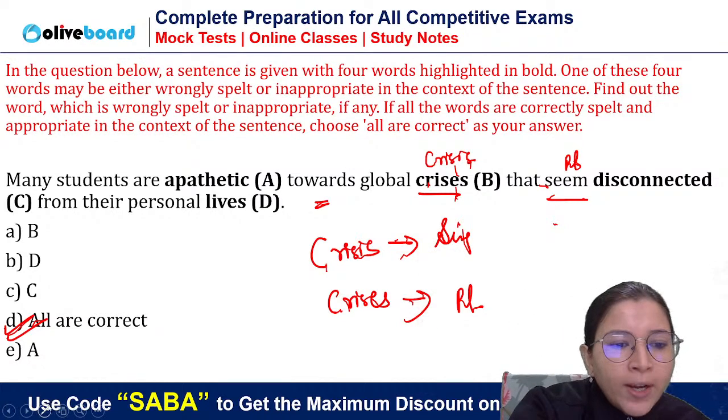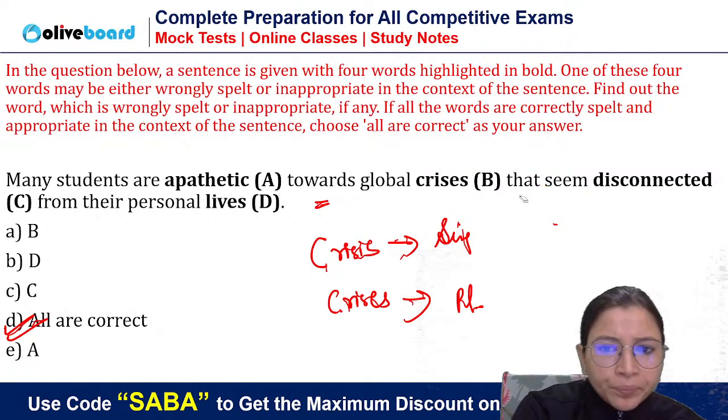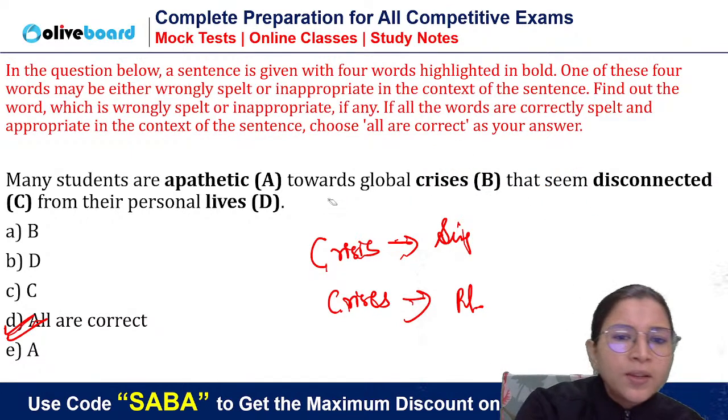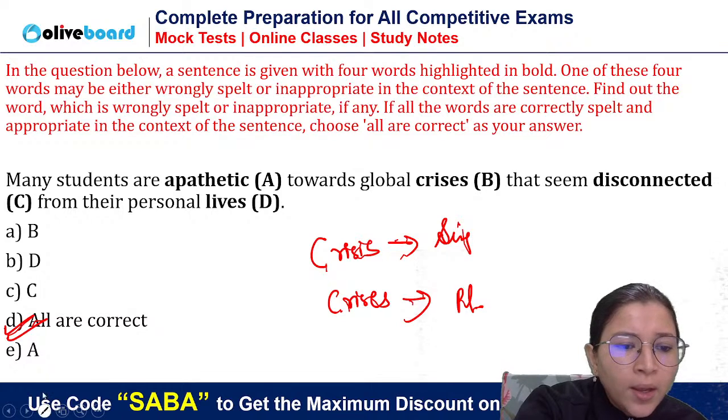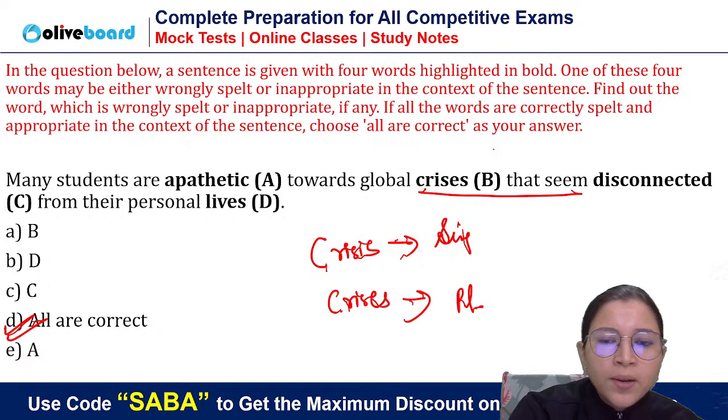So here you can't write crisis because the verb is already plural. And contextually also, if you see, we are not talking about any one crisis. We are talking about all the global crises. Okay. And note it down that crisis is singular and crises is plural. It is absolutely correct.